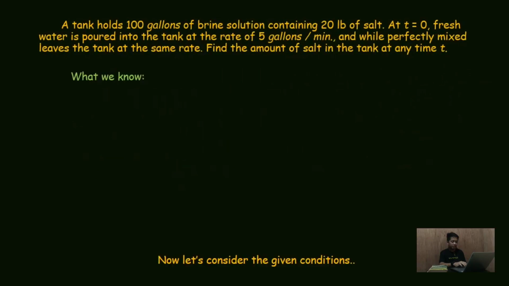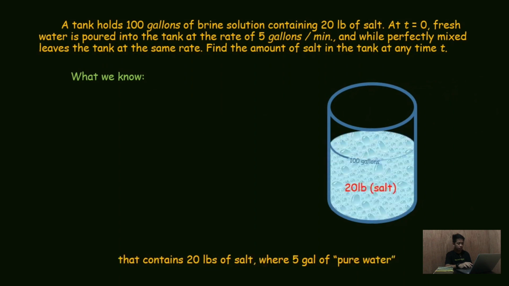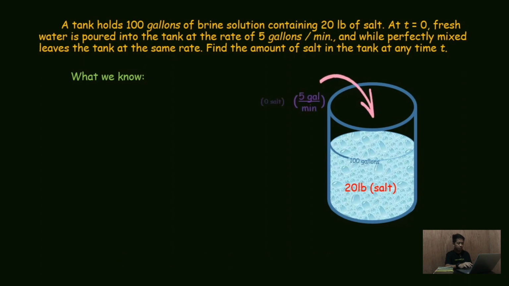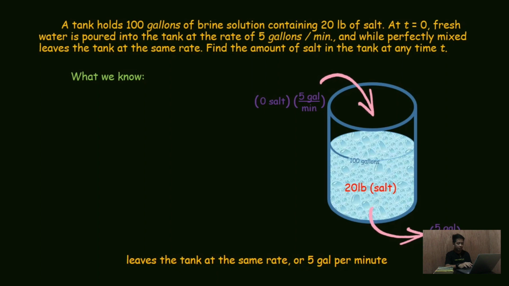Now let's consider the given conditions. A tank holds 100 gallons of solution that contains 20 pounds of salt. 5 gallons of pure water, which means that there is zero amount of salt in the concentration, are added every minute and, while perfectly mixed, leaves the tank at the same rate, or 5 gallons per minute.